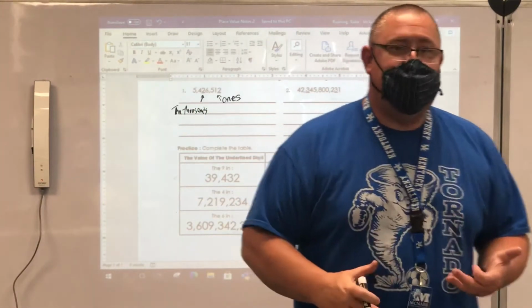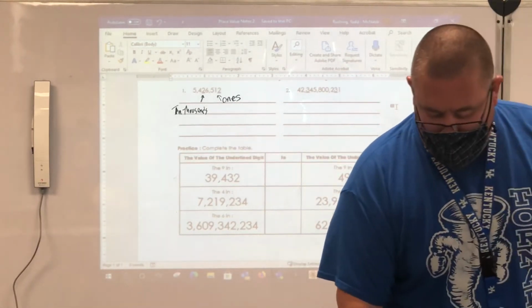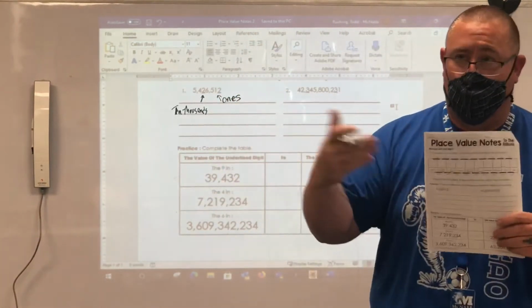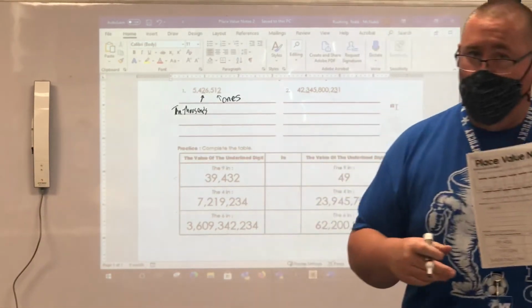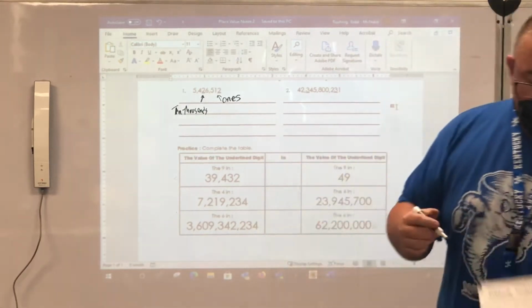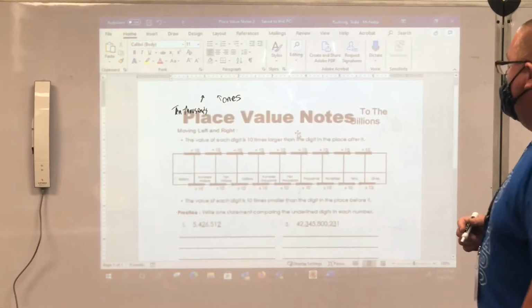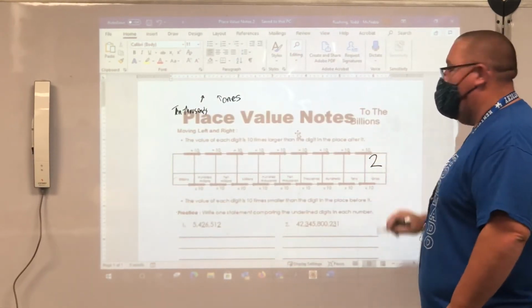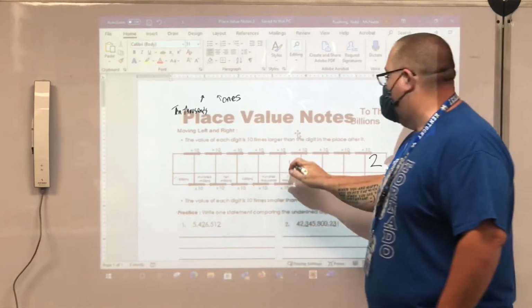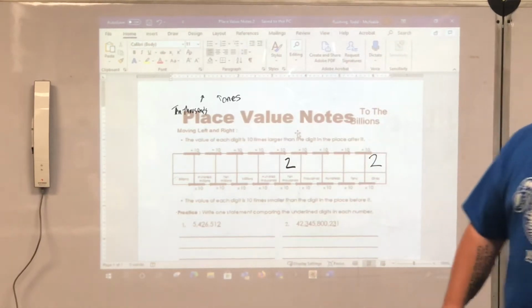So we have to write a statement about these two numbers, okay? And if you look on your packet, your paper. Those of you that are at home, it's going to be a single paper. Those of you that are here, it's actually the packet, okay? So we know that our first 2 is in the ones place. I'm going to scroll back up here real quick. Our first 2 is right there. Our second 2 is in the 10,000s place, which is right there. So we want to write a statement about this.